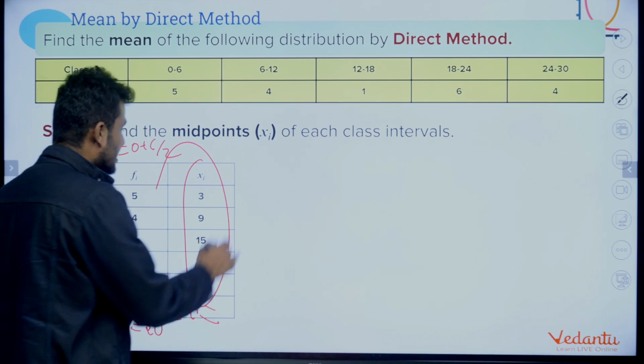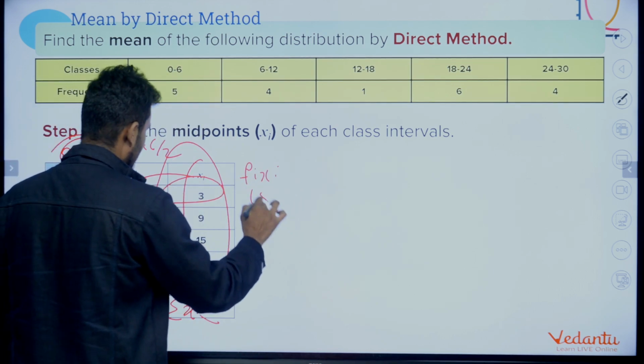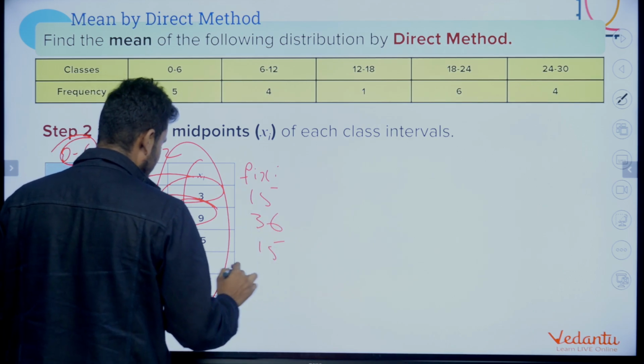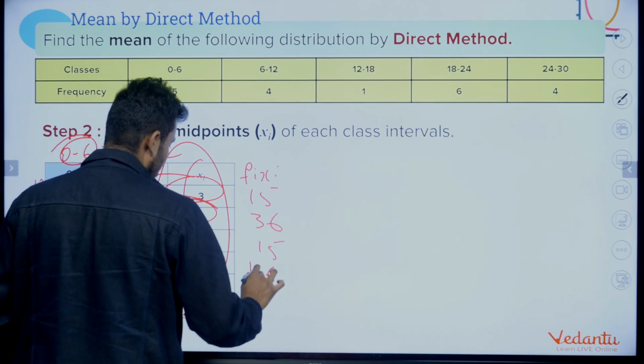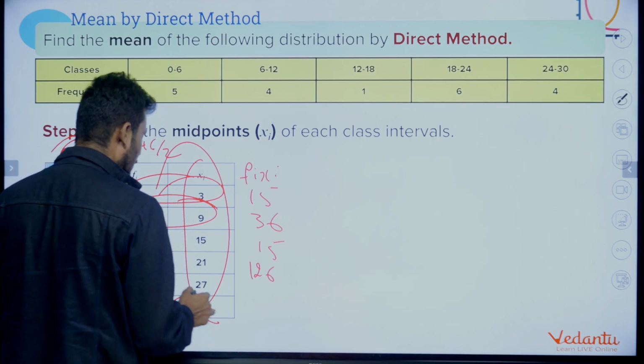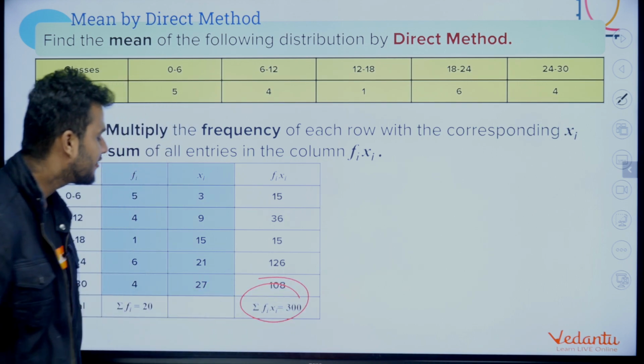Okay, summation of xi is done, but we need another column also: fi into xi. 3 5s are 15, 9 4s are 36, 15 1s are 15, 21 1 is 21, 6 2s are 12, and so on. Make this column and find the summation of fi xi value.